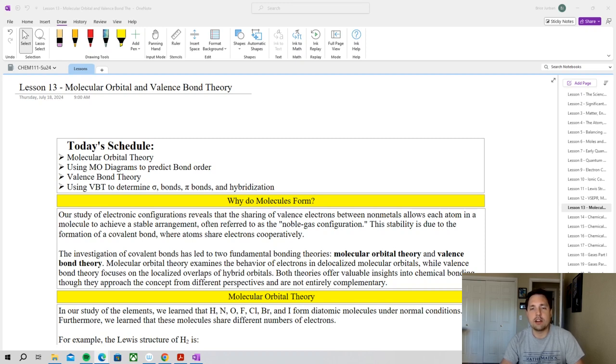In the second half of our lesson, we'll talk about valence bond theory, which helps us understand the shape of molecules and how the atomic orbitals on a specific element can hybridize to make new types of orbitals called hybrid orbitals. And these hybrid orbitals will give the correct geometries that we expect from valence shell electron pair repulsion theory.